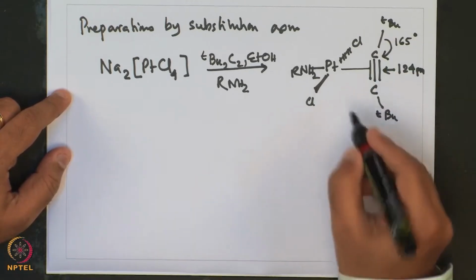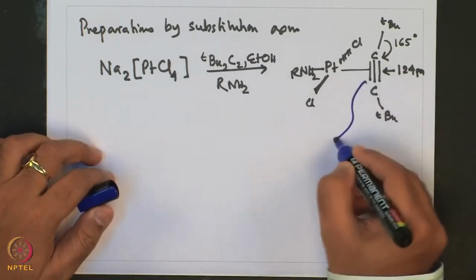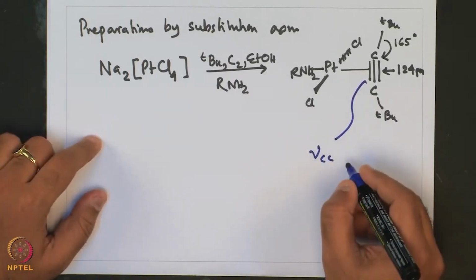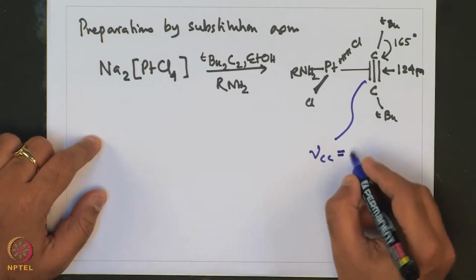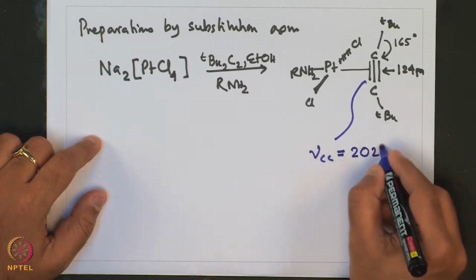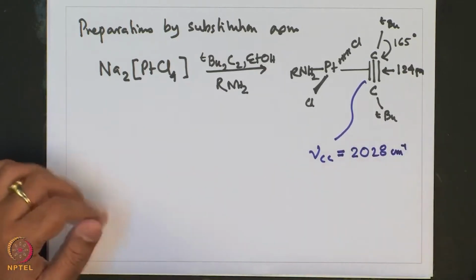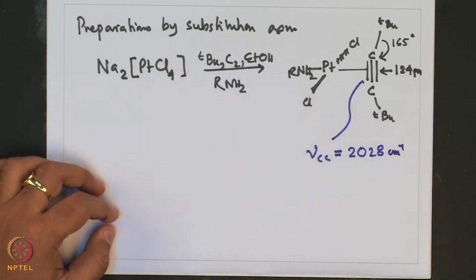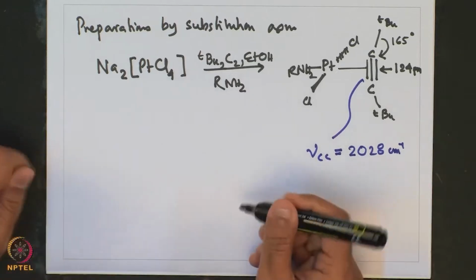The CC stretch nu CC can also be characterized by IR, and that is 28 centimeter inverse. So, this is a method where the chlorides have been substituted by alkyne, providing this alkyne complex. There are other examples of the substitution reactions.